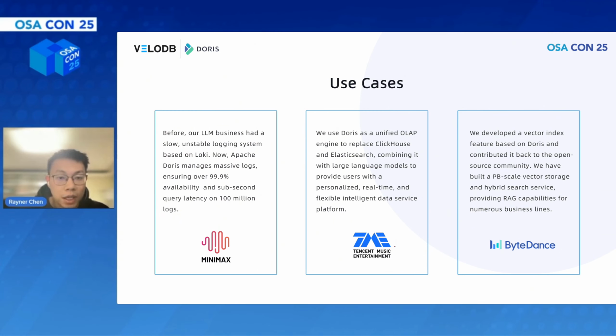And the third one is ByteDance, the company behind TikTok. They developed vector search features based on Doris, and also contributed back to the open source community. They have built a petabyte-scale vector storage and hybrid search service, providing RAG capabilities for numerous business lines.